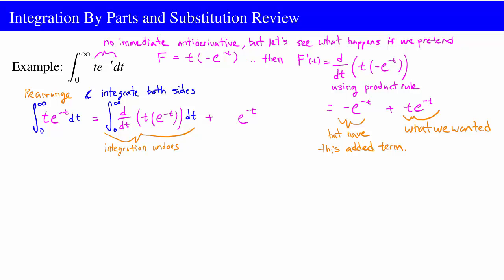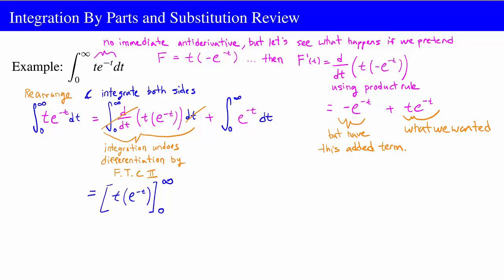The fundamental theorem of calculus part 2 says that that integral and the derivative undo each other. And so we can just evaluate what we're differentiating inside at infinity and negatively at 0. But then we have this leftover term, which we integrate from 0 to infinity of e to the minus t. But we know that too. That has a known antiderivative, which is just minus e to the minus t. So we can again evaluate that at positive infinity and at 0.